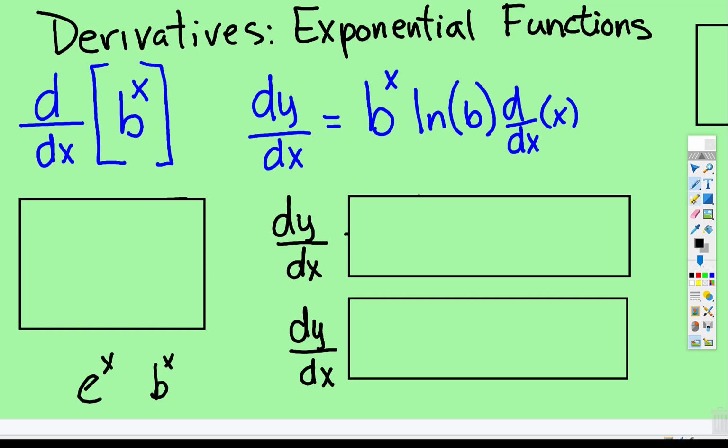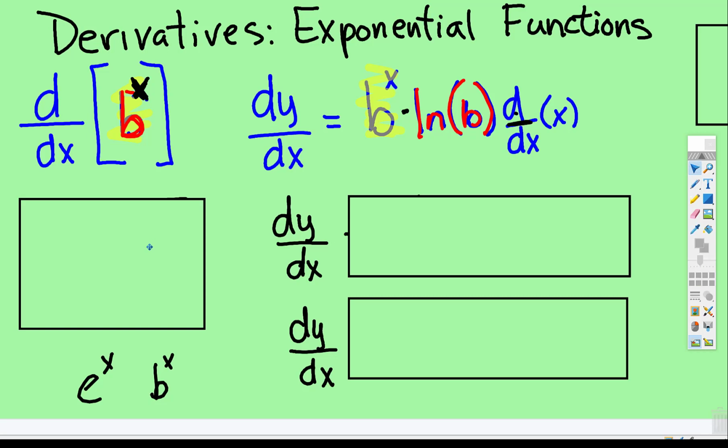You rewrite the original function just as it is, then you multiply it by the natural log of the base, whatever that base number is. Here's the base. Then, finally, you multiply it by the derivative of whatever this function is. Then you multiply it by the derivative, take the derivative of the exponent function.